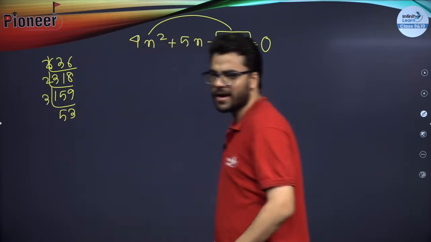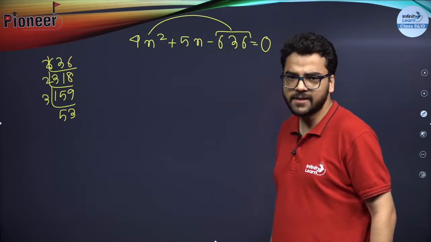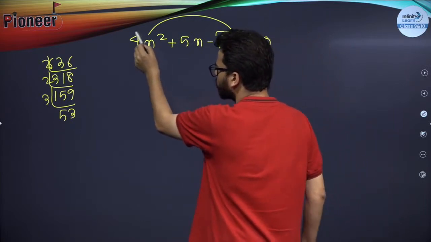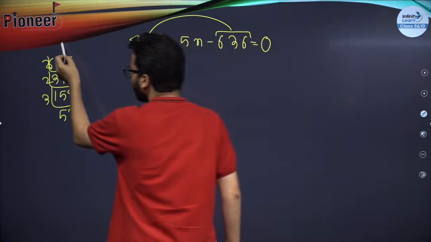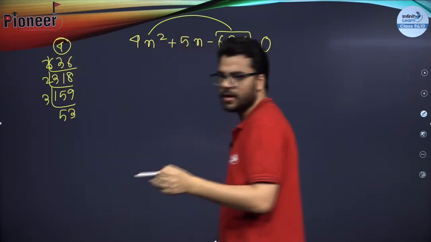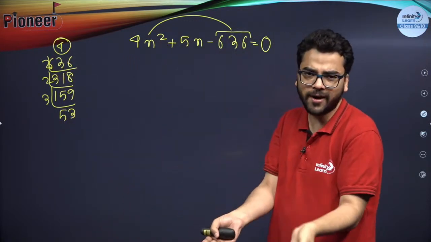Okay, so this is a prime number, right? So this is the prime factorization over here. Now don't forget that 4 is also there. Don't forget that 14 is also there. That's how you do the splitting of the middle term of a quadratic polynomial.